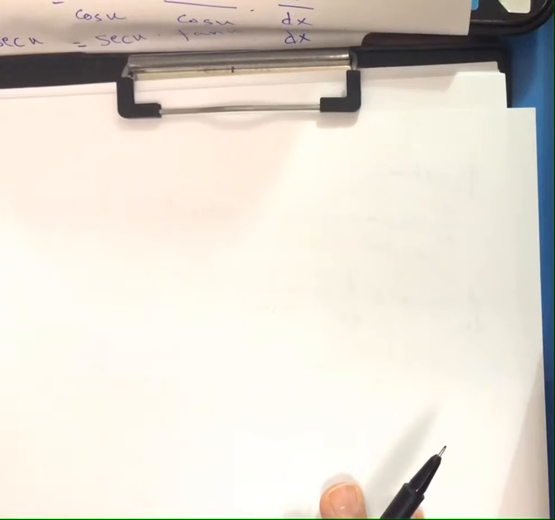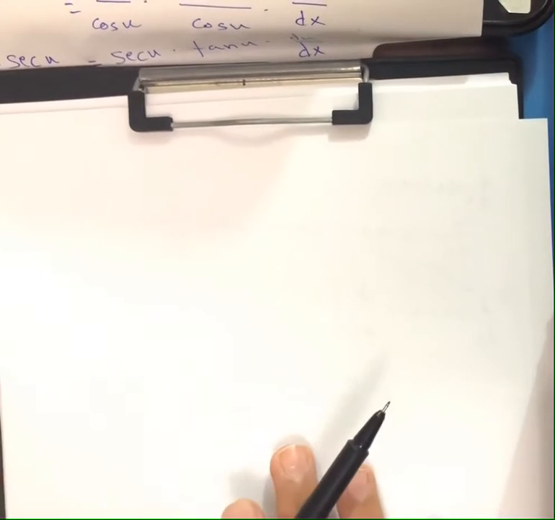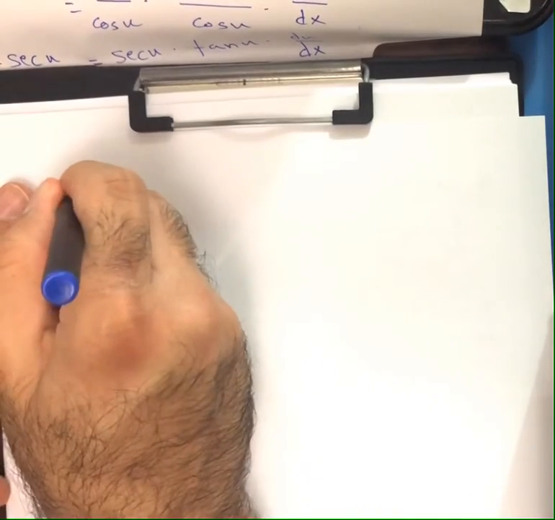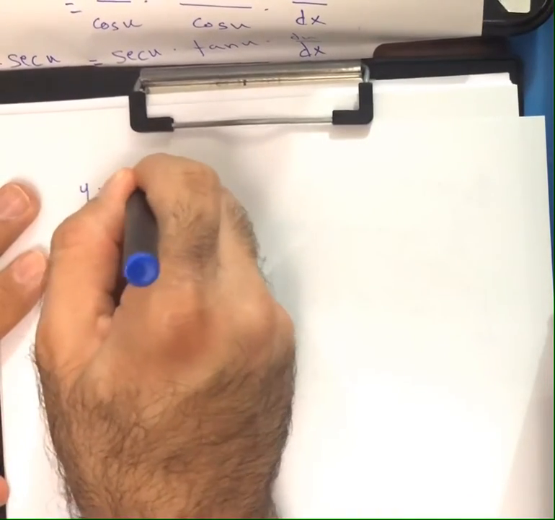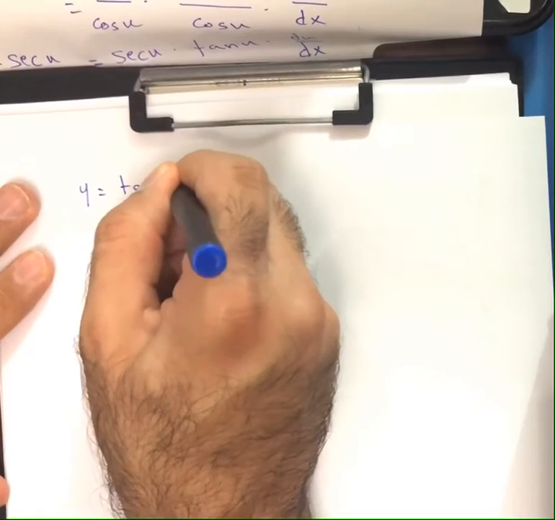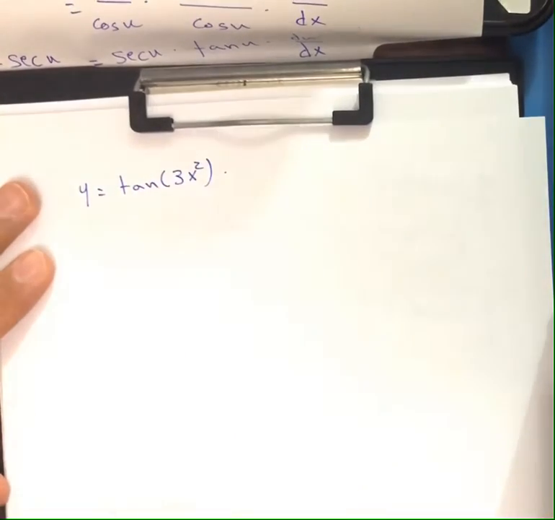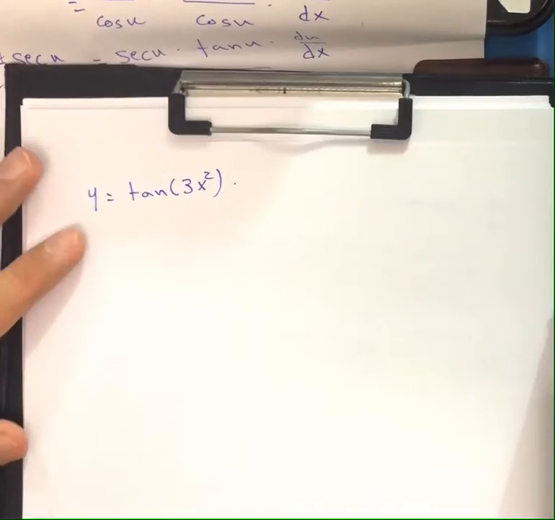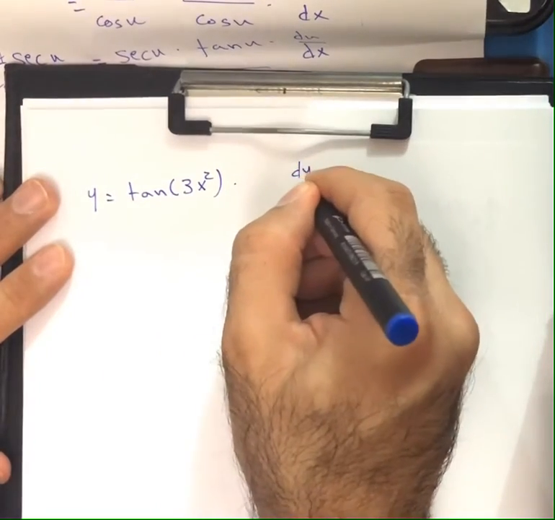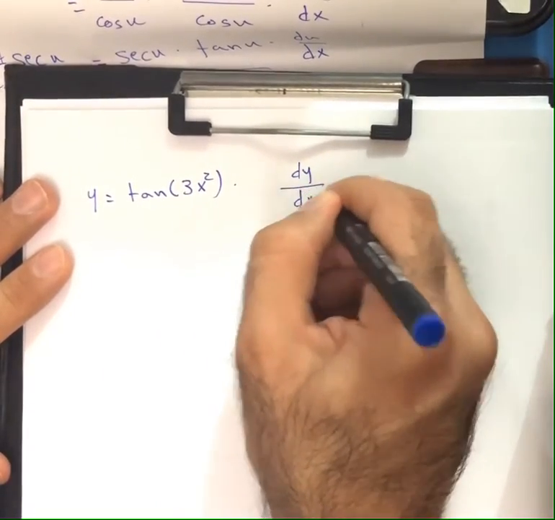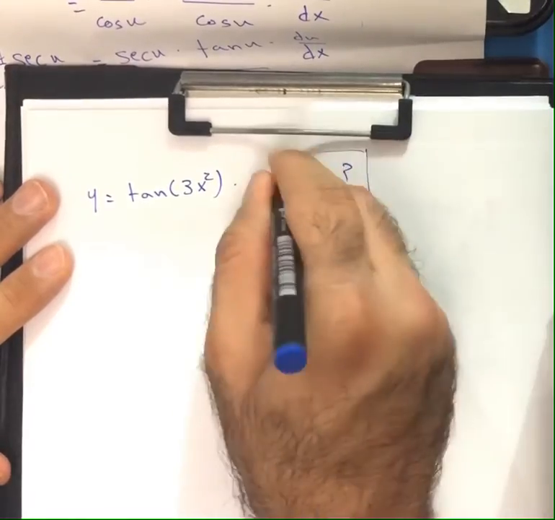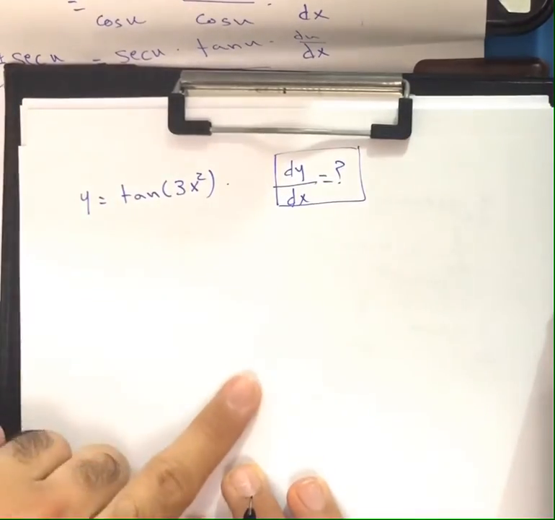Now let us take solved examples that cover the subject of trigonometric function derivative. Let me solve this example. For example, y equal to tan. The angle is 3x squared. So that this is my function, and I would like to find, of course, the first derivative, which is dy by dx. This is the goal of the lecture, is to find dy by dx for this function.